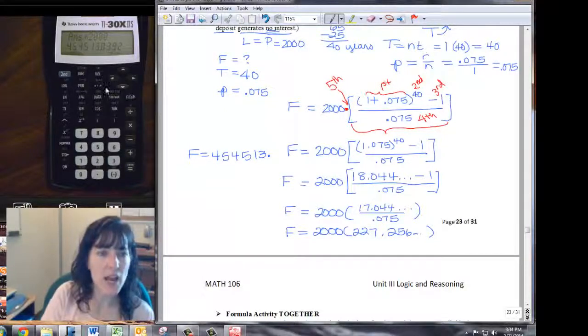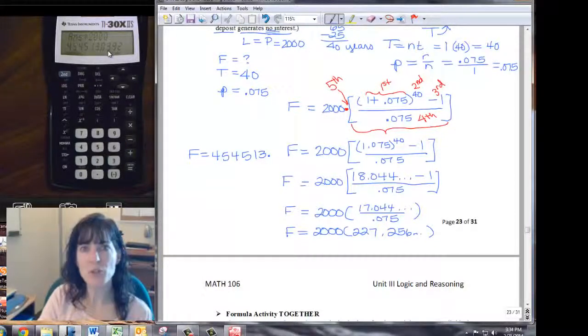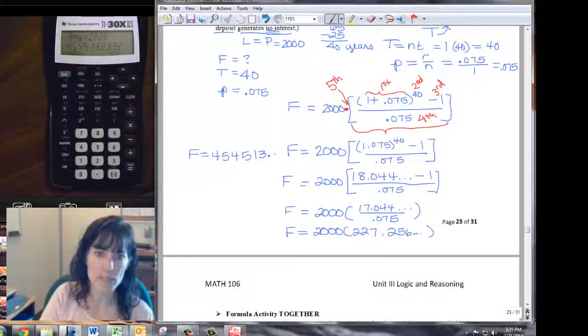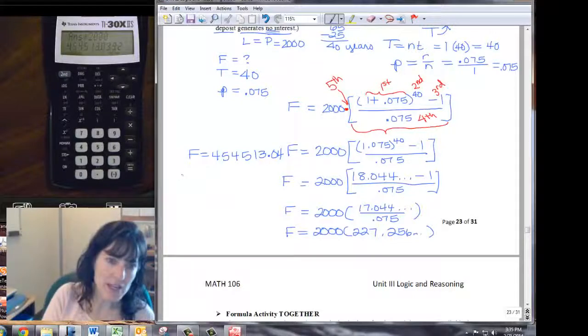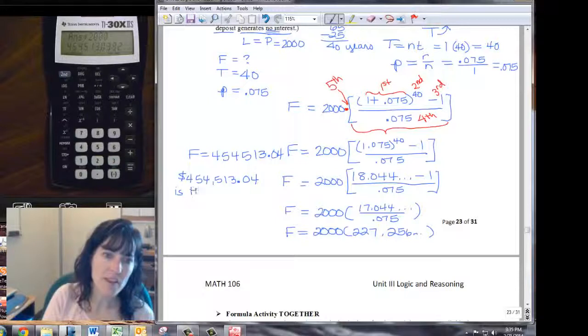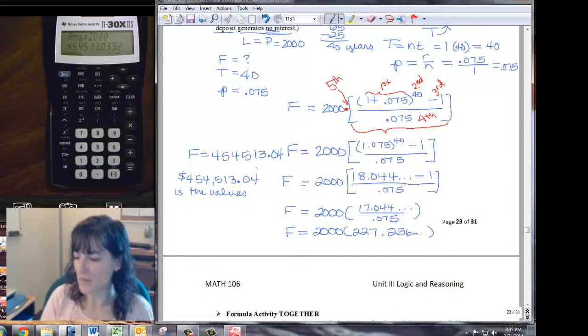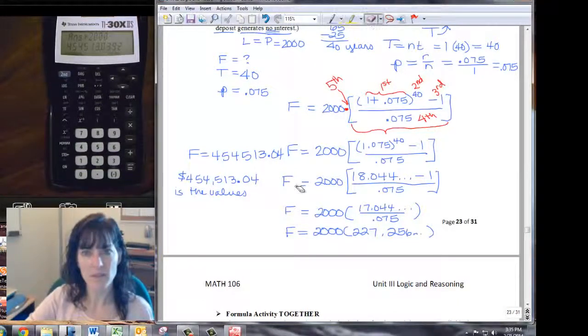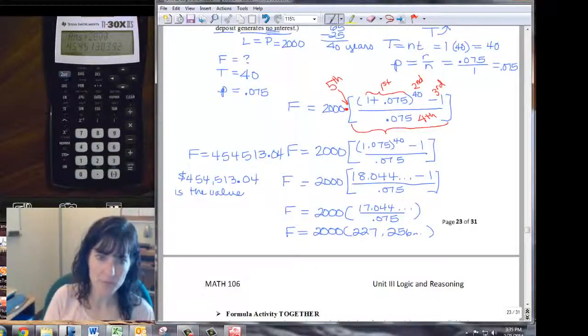454,513 point, and I want to change it to pennies, so I want to round to the 3 cents right there, but the next digit is a 9, so I'm going to have to bump it up to 4 cents. So I can say $454,513.04 is the value in Marcus's account.